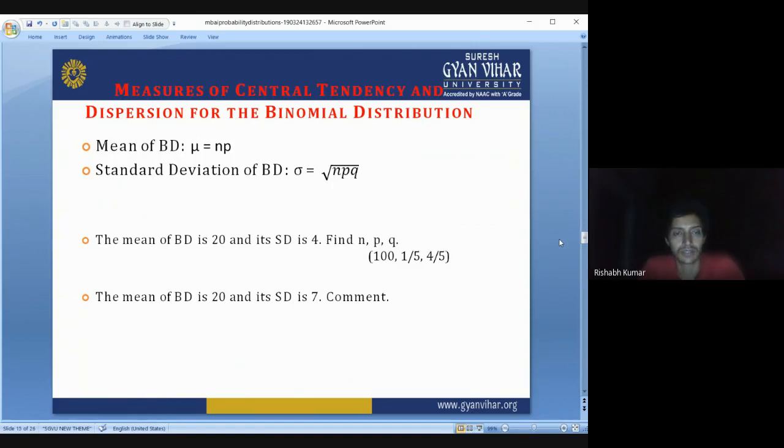The mean of a binomial distribution is 20 and its standard deviation is 4, suppose. Then what would be n, p, q? You simply put the value of standard deviation in place of sigma, and place the value of mean in place of mu, rearrange the equation and find out from both equations the value of p, and then equalize that in both equations, and that will give you n equal to 100, probability of success 1.5, probability of failure, or q, is 4.5. Then another question: the mean of a binomial distribution is 20 and standard deviation is 7. So we will repeat the same formula, same process, and we can find out this answer.